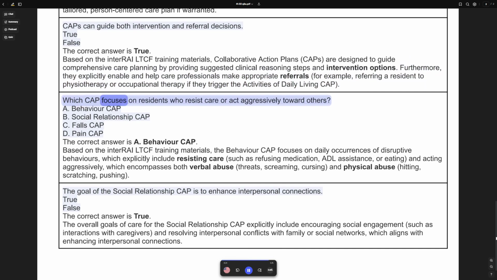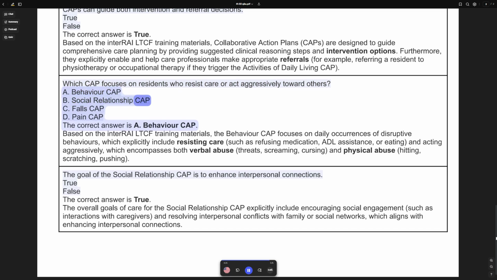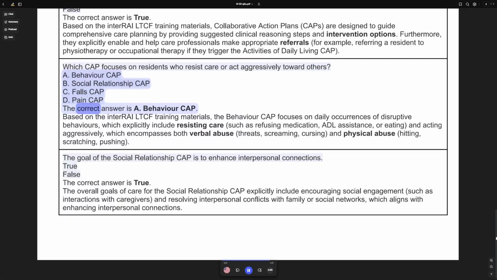Which CAP focuses on residents who resist care or act aggressively toward others? A. Behavior CAP. B. Social relationship CAP. C. Falls CAP. D. Pain CAP. The correct answer is A.